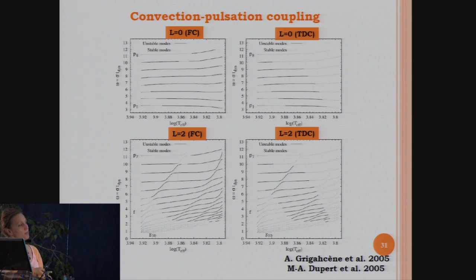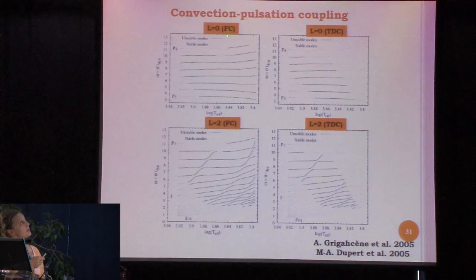And here is an example from this paper of Marmont 1. Here we have frozen convection, and here is time-dependent convection for L0 and L2 modes. So we can see that if we include time-dependent convection, the instability ends earlier.